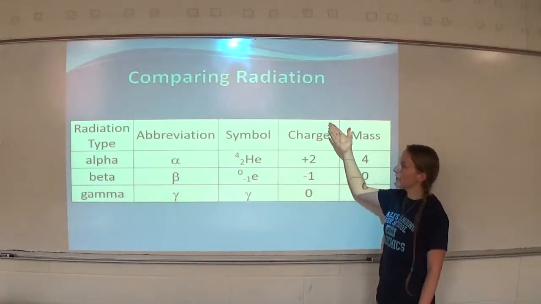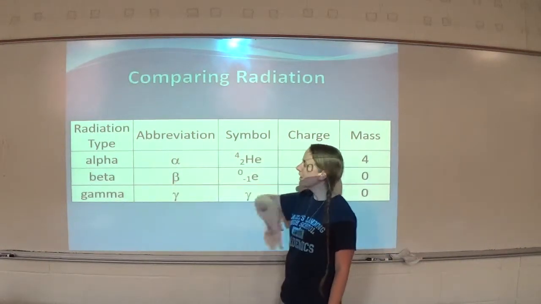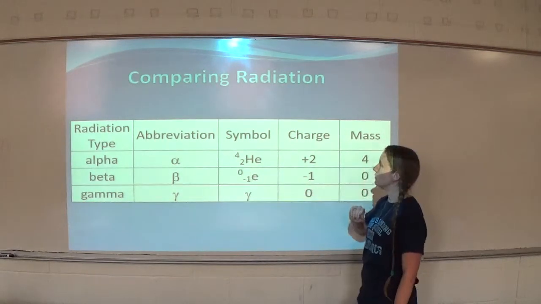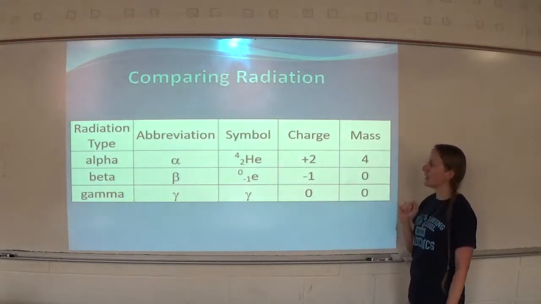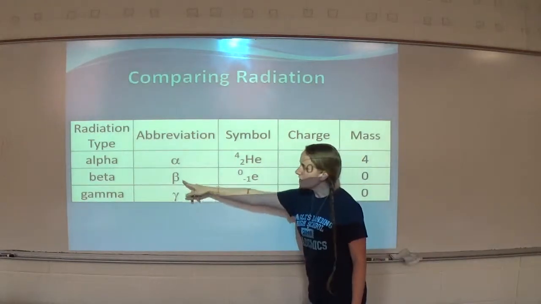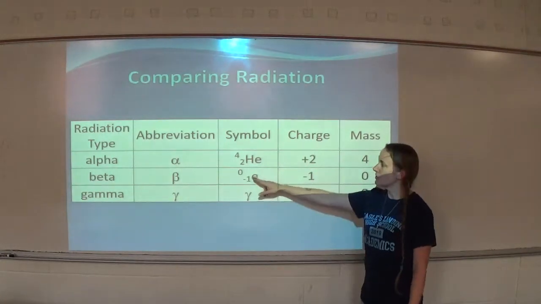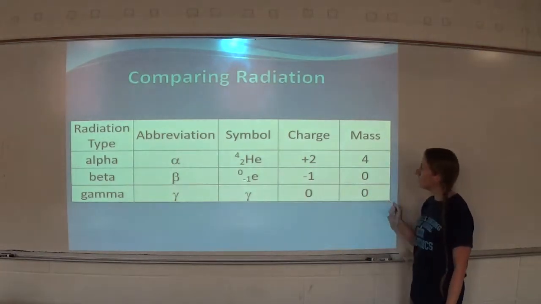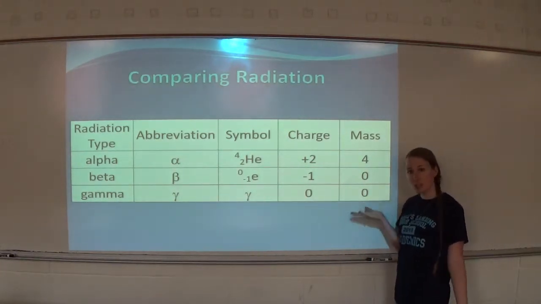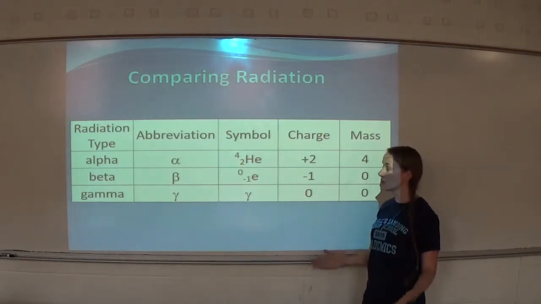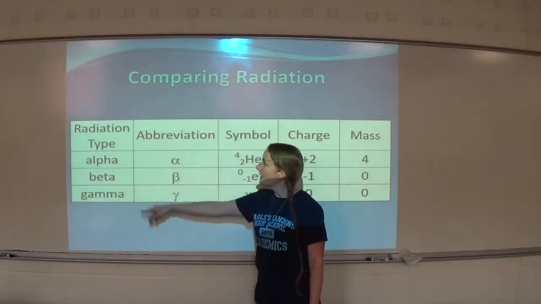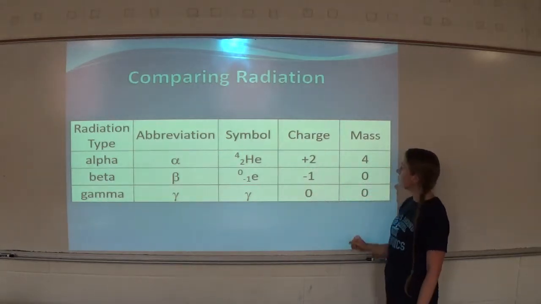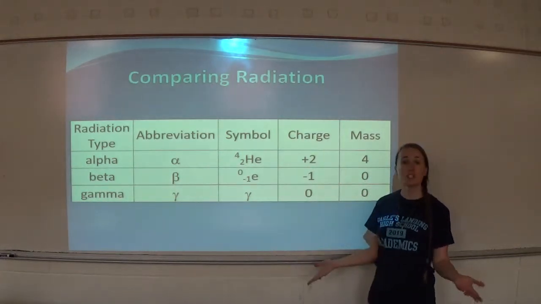So, comparing the radiation. Remember, alpha is represented by our A, or our alpha symbol. The symbol is helium, which is 4/2. The charge is +2, and the mass is 4. Beta, on the other hand, is represented here, and its symbol is e with a 0 and a -1, because it's just an electron. Its charge is -1, and it has a mass of 0, because electrons are so small compared to protons and neutrons, we assume their mass is 0. Gamma is represented here, and so its symbol is the same. And then the charge is 0 and the mass is 0 because, of course, it's just a form of energy.